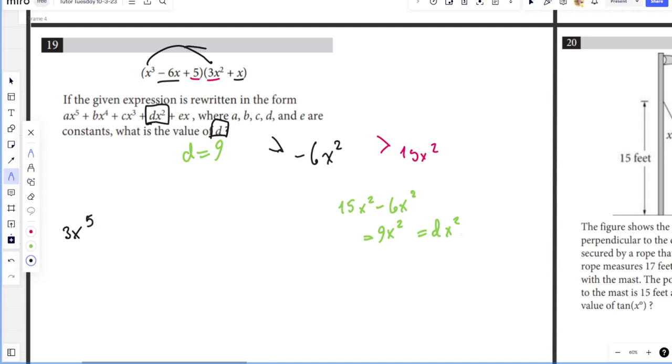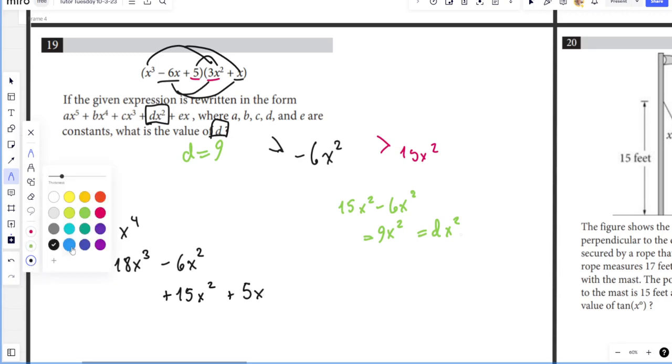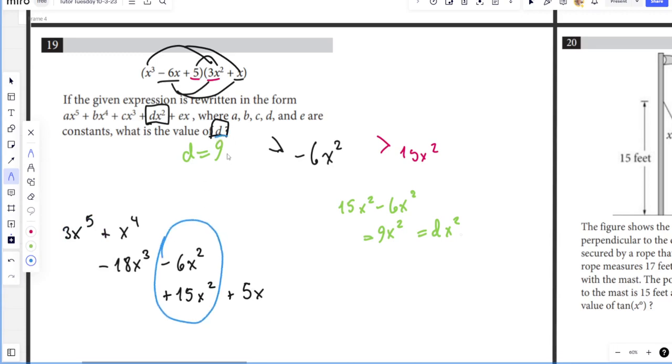X cubed times x is going to give us x to the fourth. And then negative 6x times 3x squared gives us minus 18x cubed. Then that times x is going to be minus 6x squared. Then we're going to get plus 15x squared, and then plus 5x. And again, you see that you don't need to combine everything here. You just need to look at the x squared term, because that's what we're trying to find. We're trying to find the value of d.